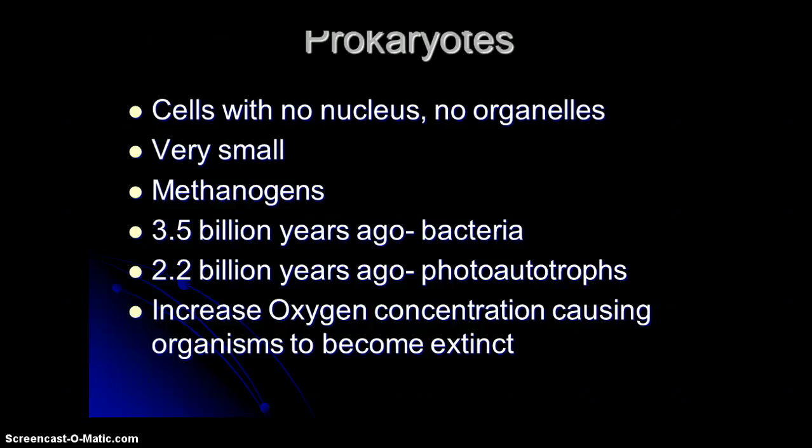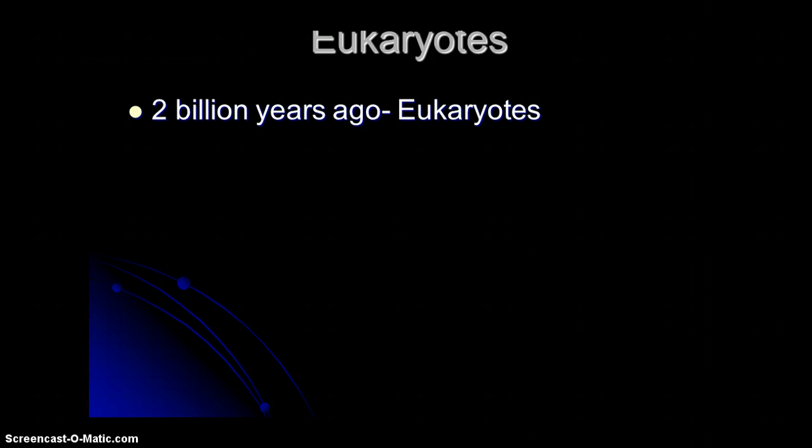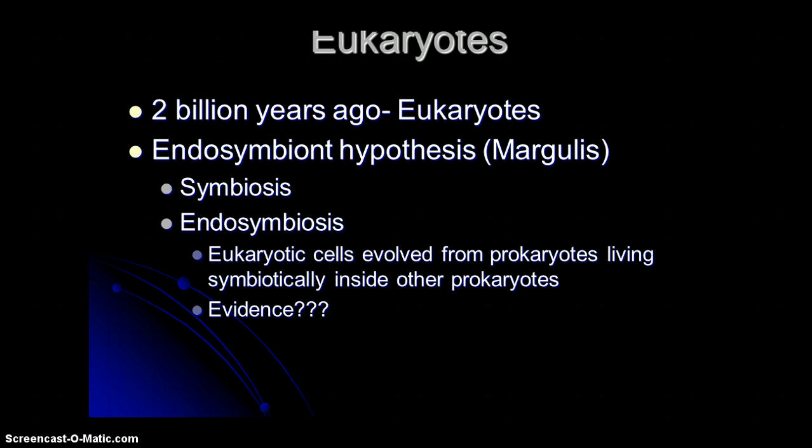All right, so then after the prokaryotes, then came the eukaryotes. And the eukaryotes are what kind of cells that you have. So that was about 2 billion years ago. And these cells have a nucleus, they have organelles, and they're much larger than prokaryotes. So kind of the opposite of the characteristics that we just talked about. And the way that they formed is called the endosymbiont hypothesis, put out by Margulis.